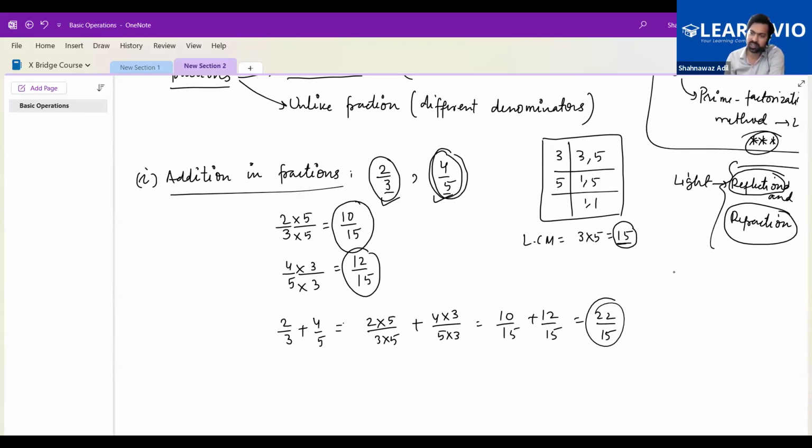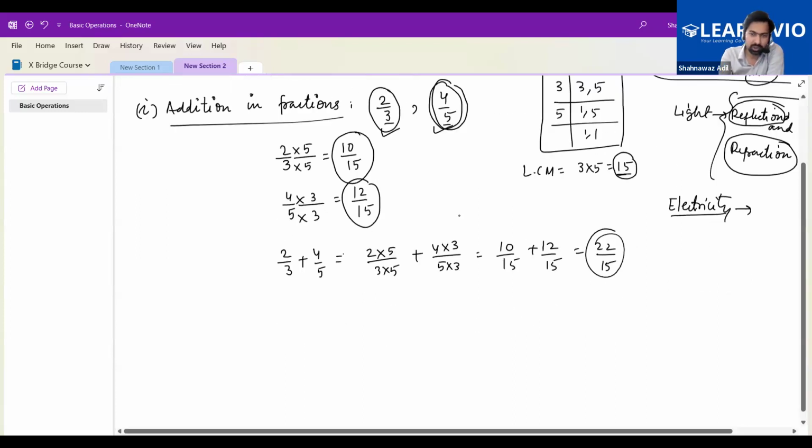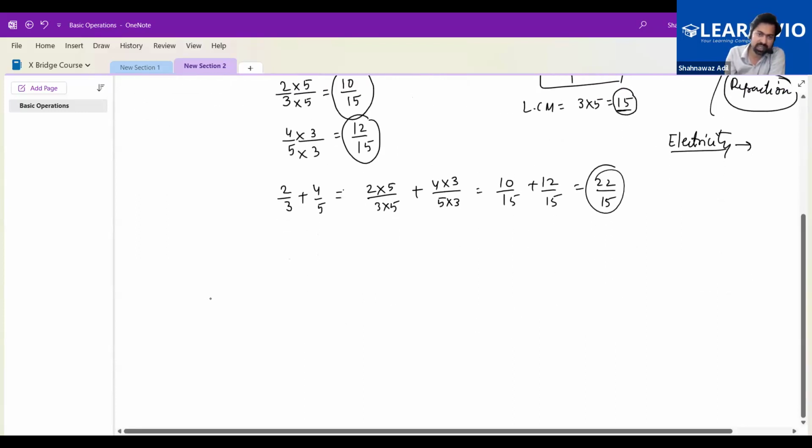Similarly, when you study electricity and magnetism in the physics portion, you will also require this operation on fractions. Right. So yeah, you guys please do this calculation, right?